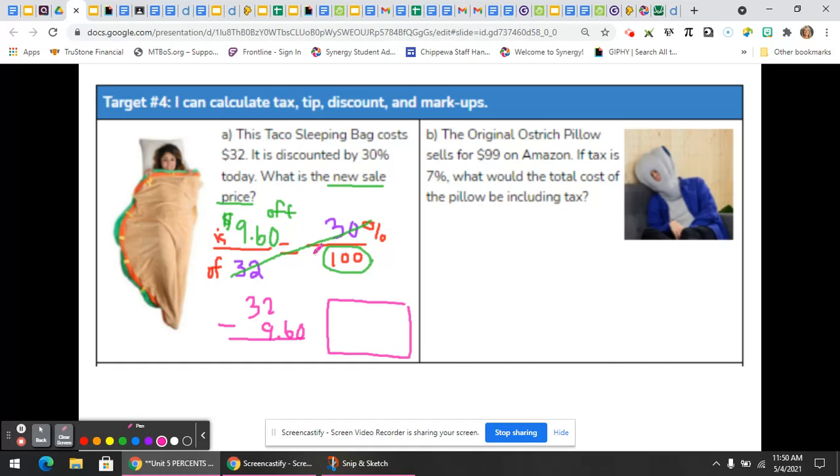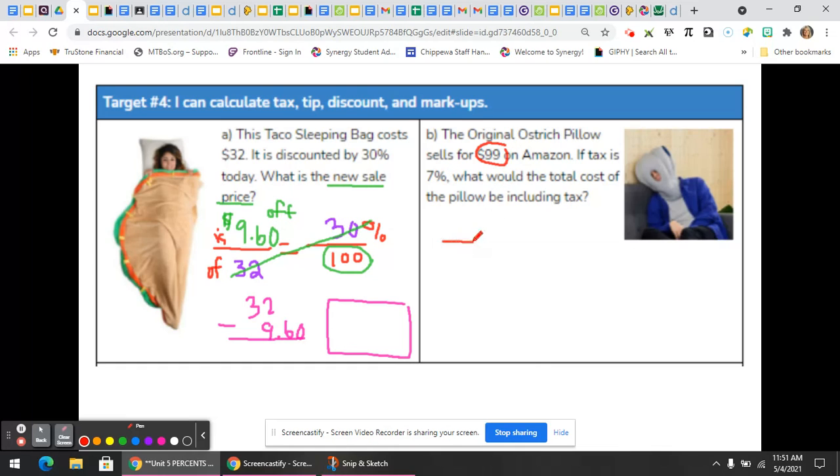Moving on to letter B, the original ostrich pillow sells for $99 on Amazon. If tax is 7%, what would the total cost of the pillow be including the tax? So here, tax is something that we need to add to our price. So original is $99 plus 7% of the $99.